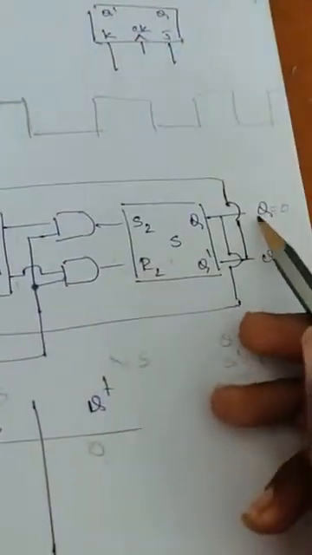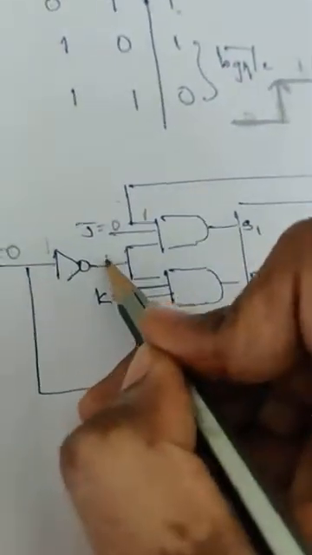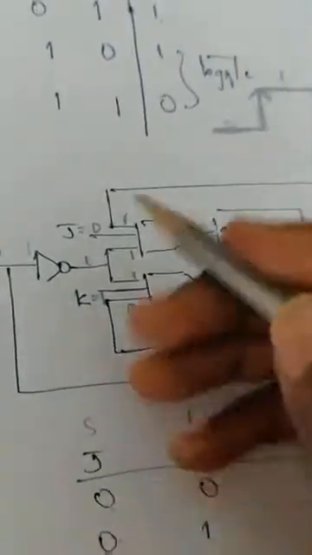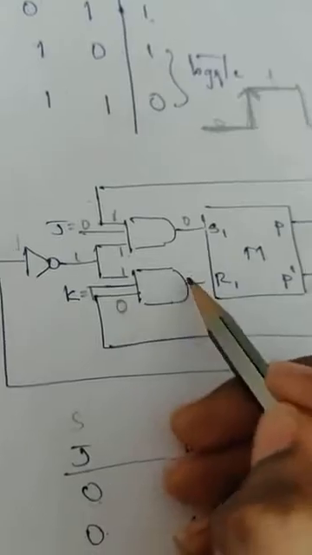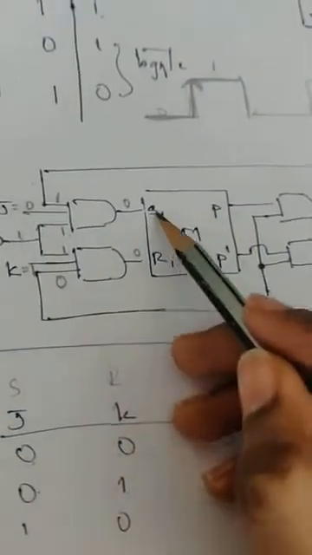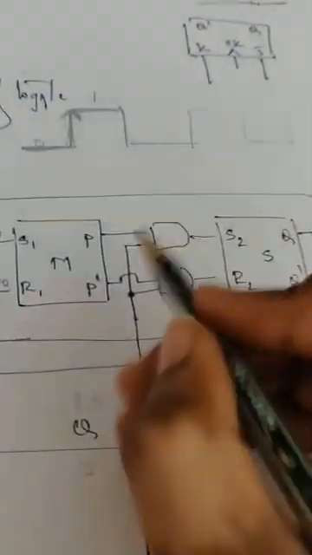Okay, Q is equal to 0, I will take Q is equal to 0 here. So J is equal to 0. This will be 1. So 1, 1. So 1, 0, 1 is 0. 1, 1, 0 is 0. S is equal to 0, R is equal to 0. It retains its previous state.